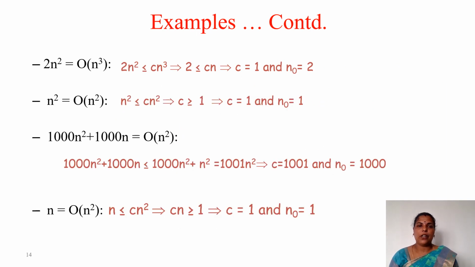See, here I have given you some more examples. In your free time, try to solve them. 2 power n square is big O of n cube. So how are we writing this? We have to check f of n less than or equal to c into g of n. This condition has to be satisfied. Likewise, for all the problems, try it and check it so that we can prove that this function is equal to order of another function.